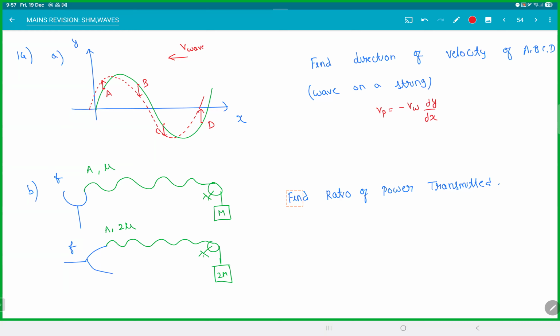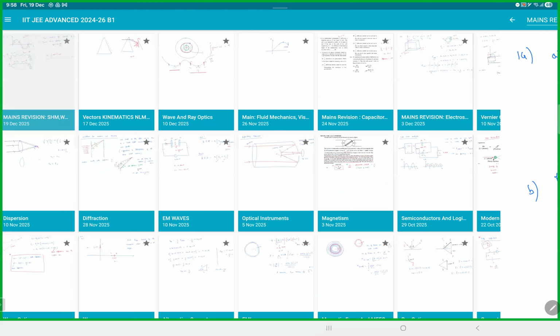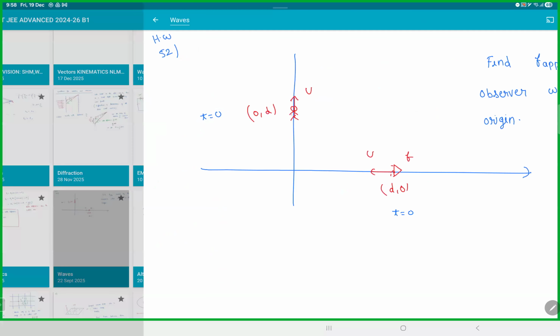What about the second thing? You guys remember the power formula? P is equal to half mu a square omega square v wave. What is the frequency of the wave here? 2f. Do you guys remember this? What is the frequency of the wave here? F. Depending on how you keep the tuning fork, the frequency changes. Do you remember that? When you keep the tuning fork vertical, you get double the frequency. This is something which we discussed quite in the beginning of waves.